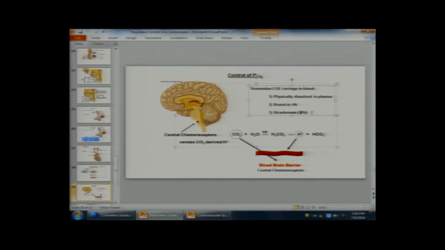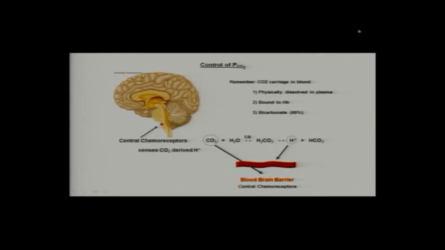So carbon dioxide in the blood, if you recall, I'm just going to, this should say 60, not 30. So that when we look at the ways that blood carries carbon dioxide, physically dissolved in plasma is about 15%. Bound to hemoglobin is, I don't even remember, but bicarbonate, what's that? 30. That's where the 30 came from. And then bicarbonate is 60%.